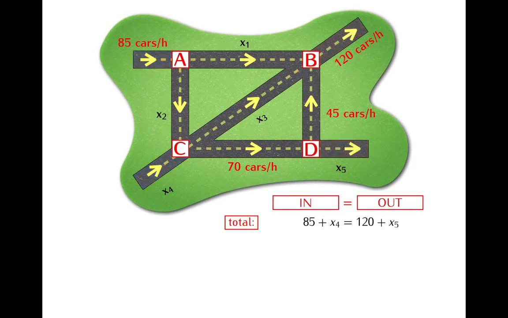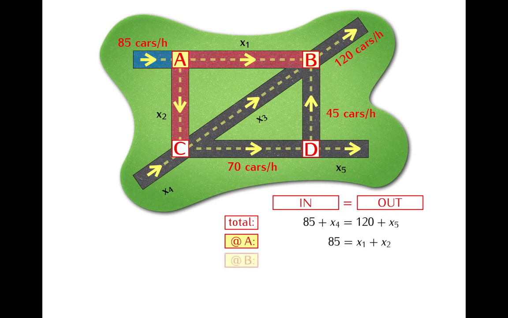Next, we need to have a look at what happens at each intersection. And so, at intersection A, we have only one street that brings cars in, and this street carries 85 cars per hour, and this must be equal to the flow out of this intersection. We have two streets going out with flows x1 and x2, and so the total flow out of this intersection is x1 plus x2.